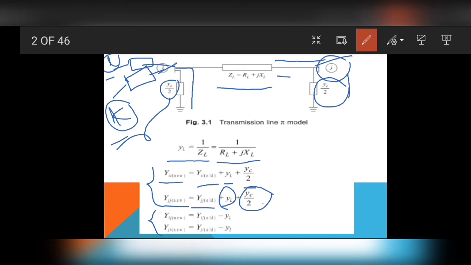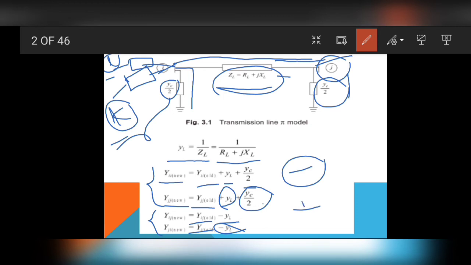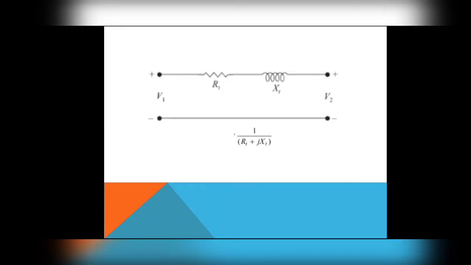Same way, if you are going with YIJ new, YIJ old minus YL. So YL is between I and J, you have the admittance YL. And same way, YJI new is equal to YJI old, and again minus YL. So for off diagonal elements, you are going to add the admittance with the negative sign. And same way for diagonal elements, you are adding everything with the positive sign.